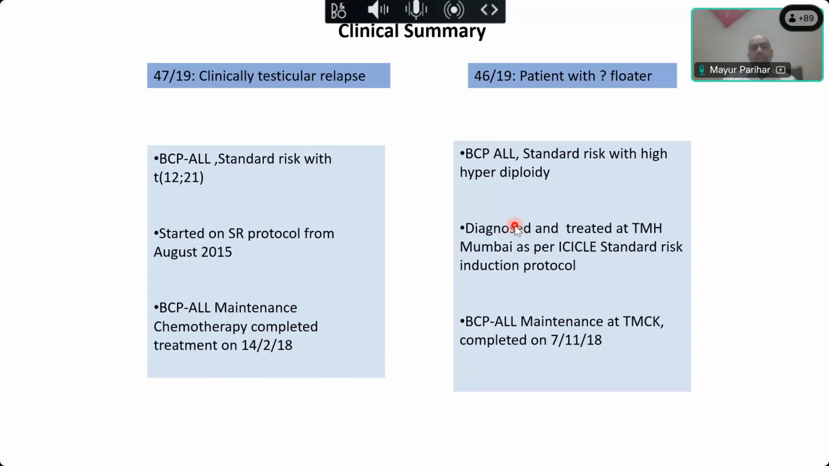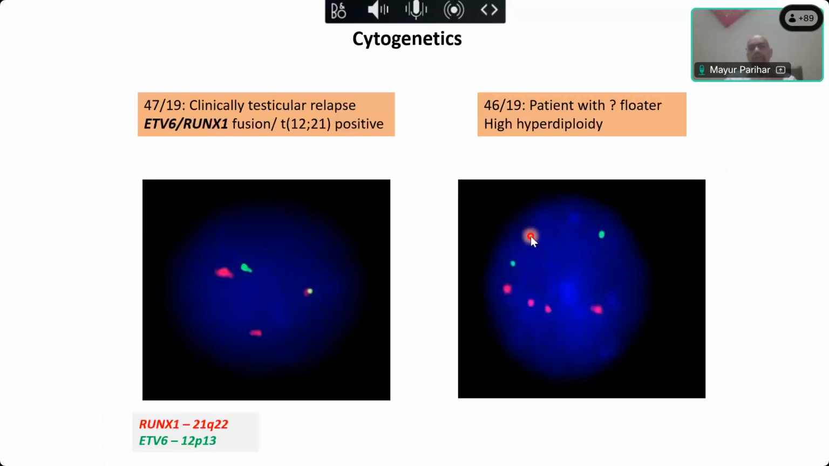So there was a big doubt there. So when we looked at the patient which had a clinical testicular relapse, this patient had a 12;21 translocation. And a patient which had probably a floater, we were not sure, had a high hyperdiploidy. So we realized both of these patients have two different genetic abnormalities. So what did we do?